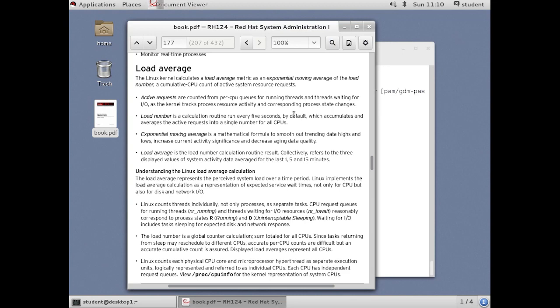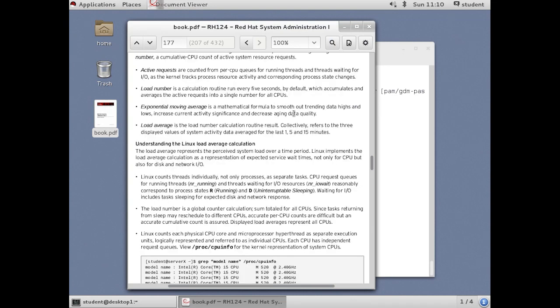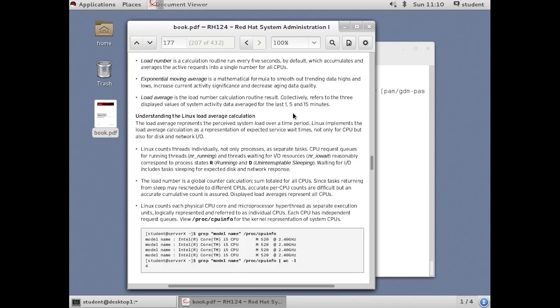So there's a lot of technical stuff behind the load average calculation, and there's a lot of stuff you can read of white papers and technical papers about it, but let's try to make it the most simple thing. Here's what you need to know. First, Linux actually counts threads individually, not just counting processes, but each thread of execution is a task to do something that is countable. So we count threads individually.